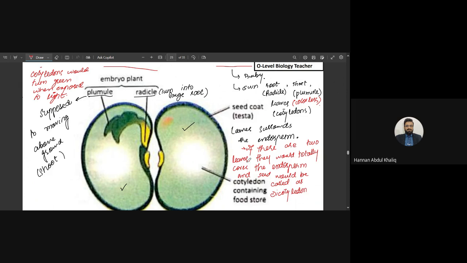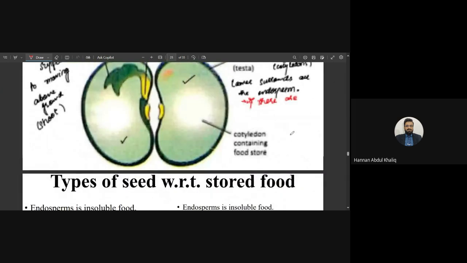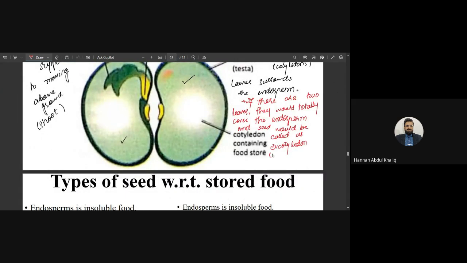Dicotyledon, or maybe non-endospermic seed. You know why non-endospermic? Because you cannot see the endosperm. The endosperm is there, but you call it non-endospermic because the cotyledons have completely surrounded the endosperm. Only when they are two. This is very important to mention here. Only when there are two leaves, they would totally cover the endosperm, and the seed would be called dicotyledonous or non-endospermic.